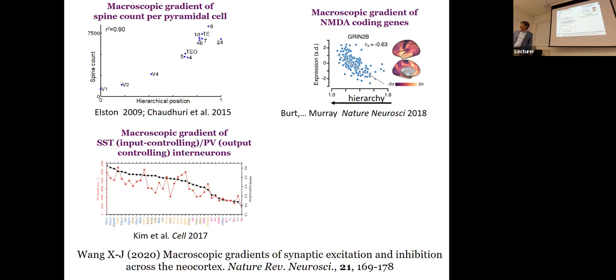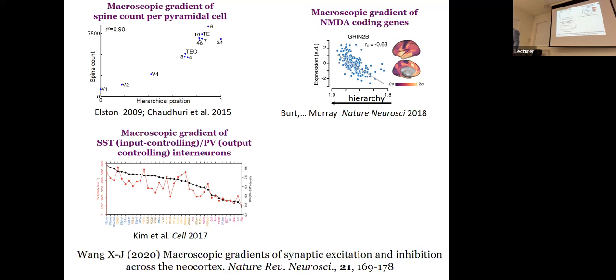And in black, this is rank order, is the ratio of PV divided by PV plus SST, right? So basically, you have more output-controlling neurons over here, and you have a lot more input-controlling neurons over there. And it turns out that sensory areas can be clustered here and association areas on the side. And so this is another example of what we call a macroscopic gradient, but for inhibition, right?